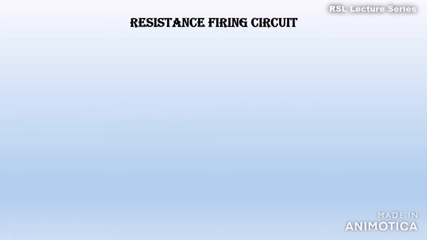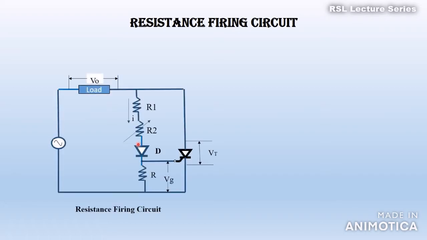First we'll see the resistance firing circuit. This is the circuit diagram used for resistance firing. Here the supply voltage is the AC supply voltage. We have three resistances R1, R2 and R. Here R2 is the variable resistance and R is the stabilizing resistance.